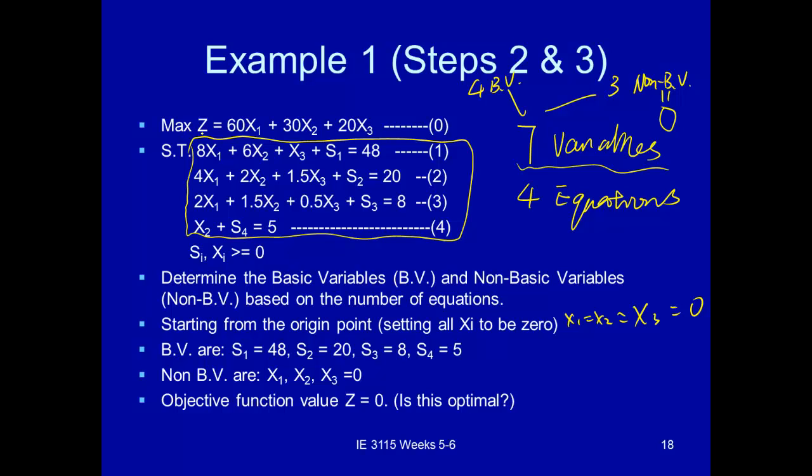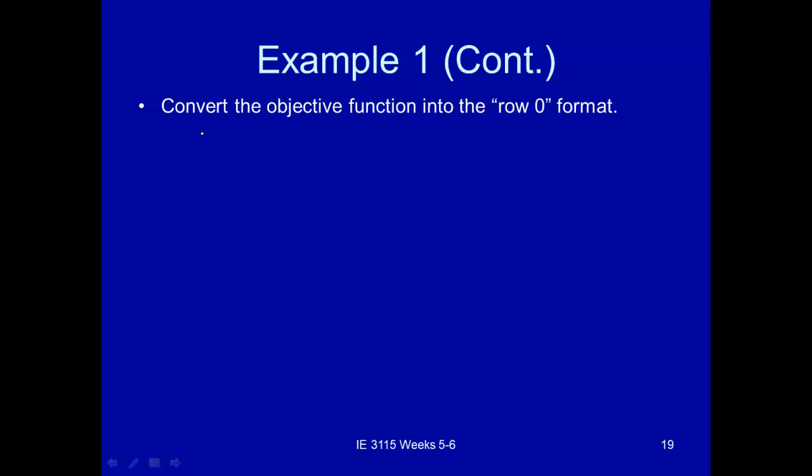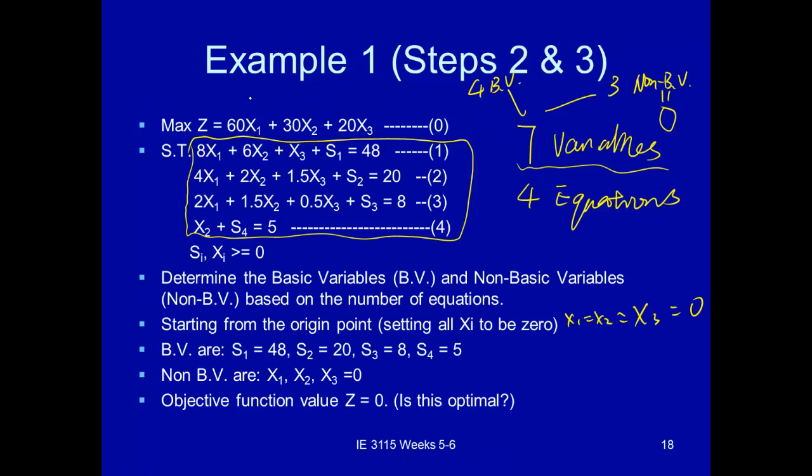Okay, so now I'll talk about the step, then we'll use Excel, okay? So the next step would be, we'll convert the objective function into a row 0. So we use a table to do this, okay? Row 0 is the objective function, and we're going to move the right-hand side of your objective function. So we're going to move this side to the left.